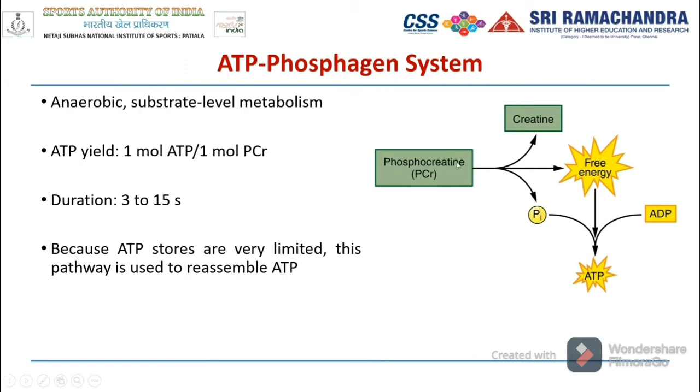As you can see in this picture, when phosphocreatine breaks down to creatine, phosphate and free energy, this phosphate and the free energy can be diverted to adenosine diphosphate to produce ATP, or adenosine triphosphate. So this is how this system is able to quickly generate ATP once there is a need.